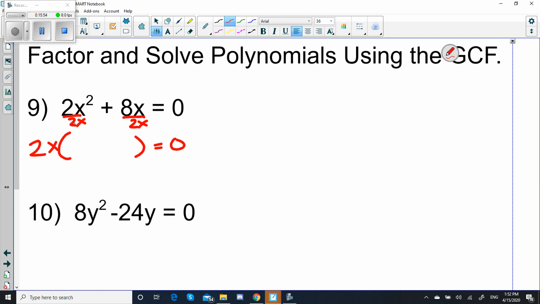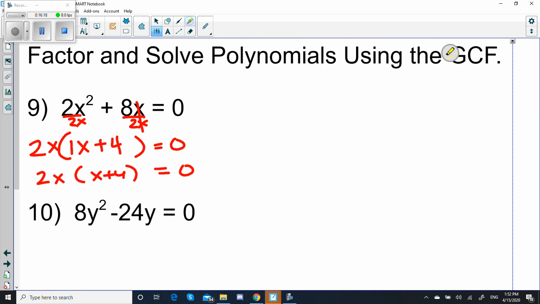So 2 divided by 2 is 1. X squared divided by x is x. I don't need that 1 there. I'm going to rewrite it here in a second without it. Plus 8 divided by 2 is 4. And x divided by x is 1. Okay, it's x to the 0, which is 1. Okay, so my equation is 2x times the quantity x plus 4 equals 0.